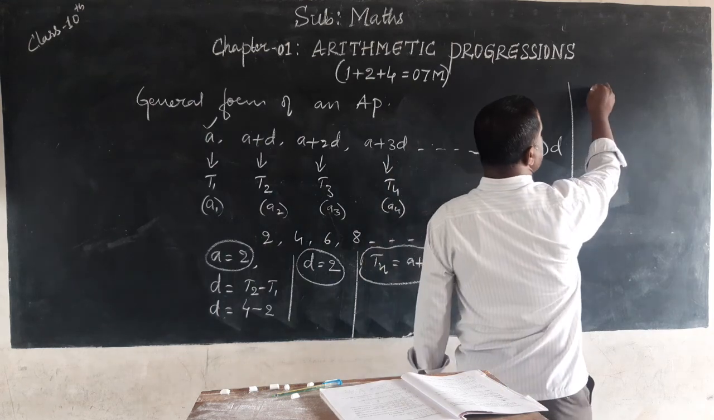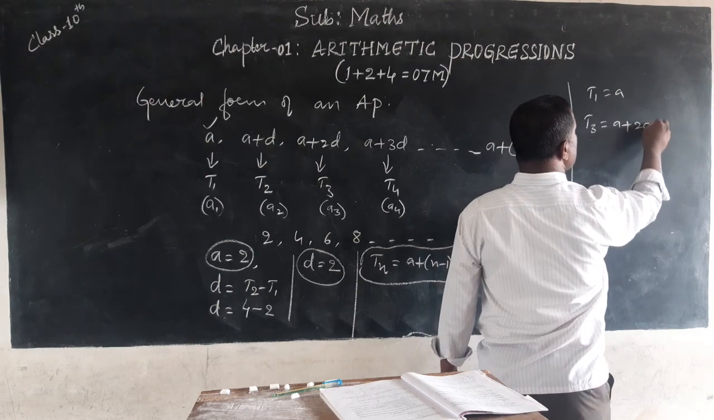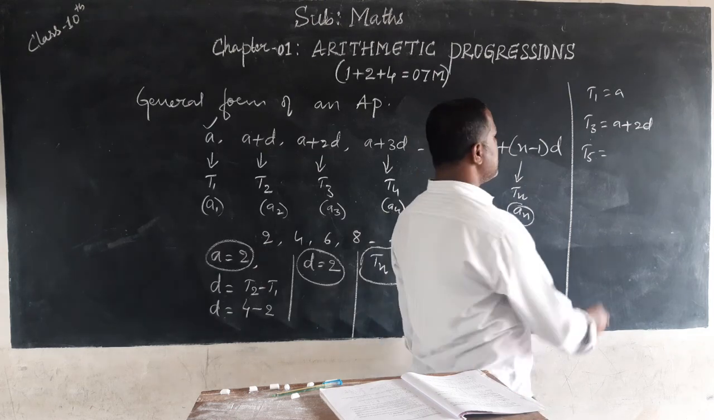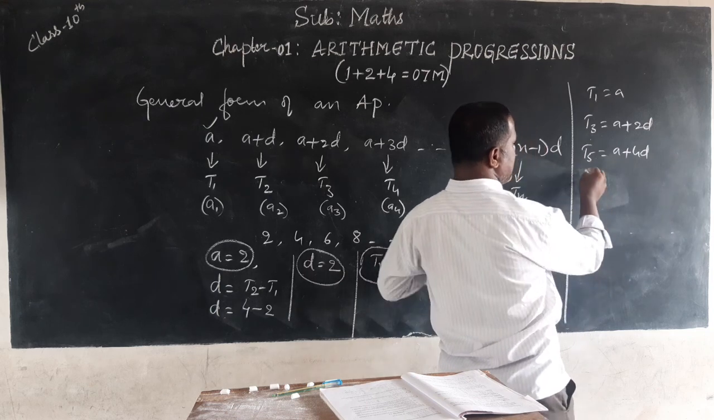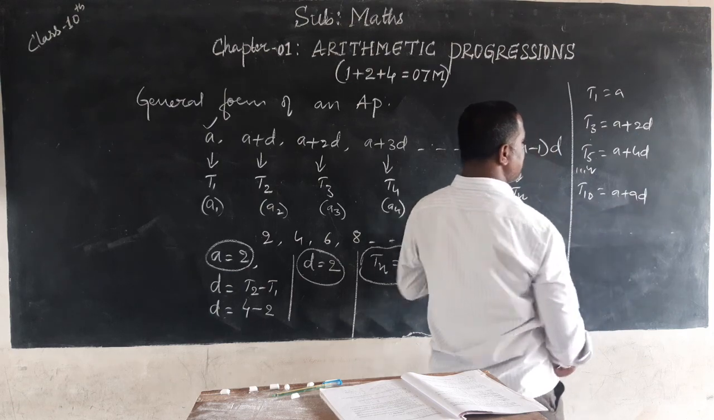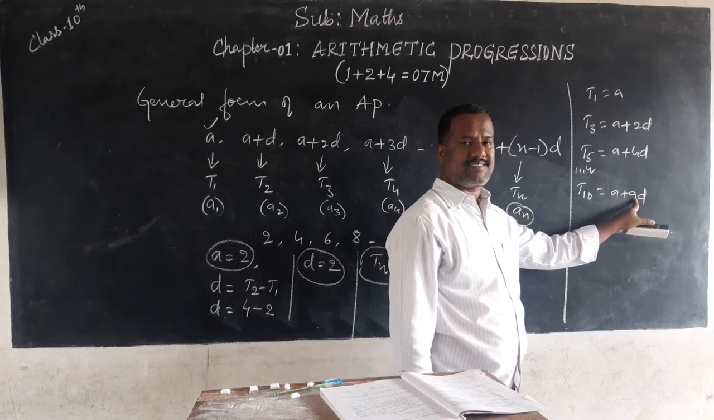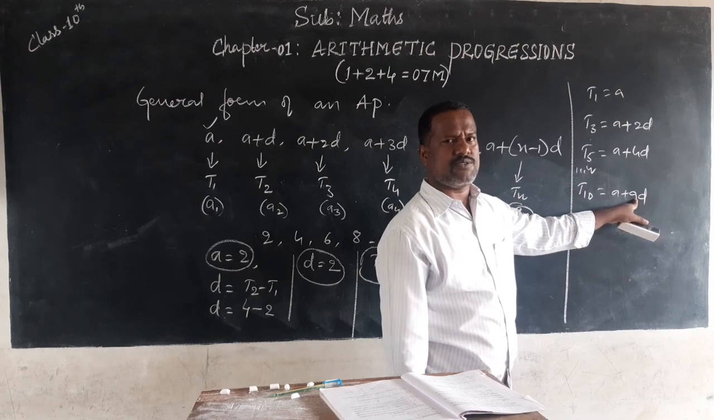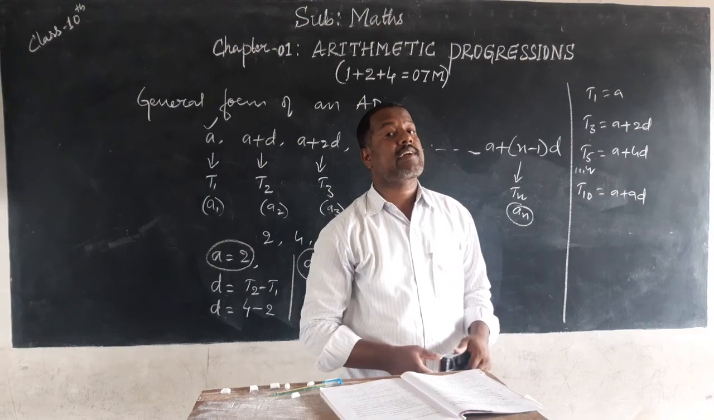For example, the value of T1 is a, the value of T3 is a plus 2d. The value of T5: just decrease 1. a plus is common. What is the value of T5? a plus 4d. Similarly, what is the value of T10? a plus 9d. What is the number here? 10. Just decrease 1, you will get 9. Understand, children? It's very simple. Don't get confused. You should watch this video repeatedly for your clarity.